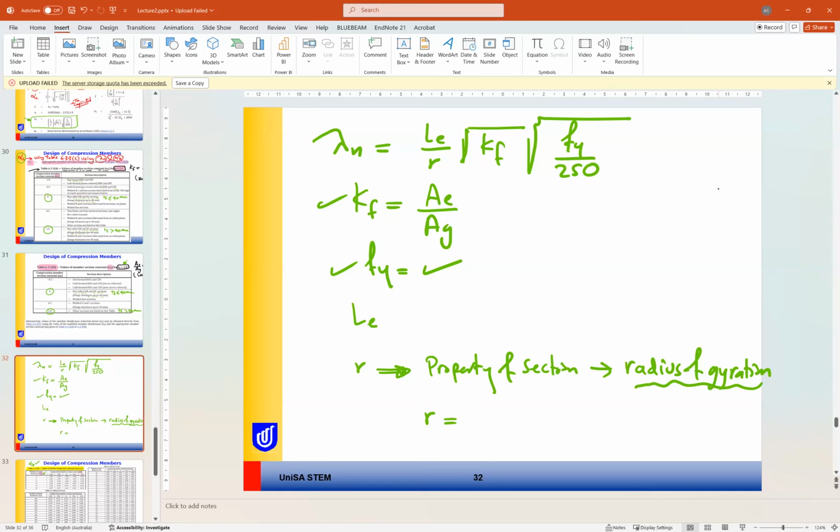do you know what the radius of gyration is? Have you heard about it before? No? You should have learned about it before.